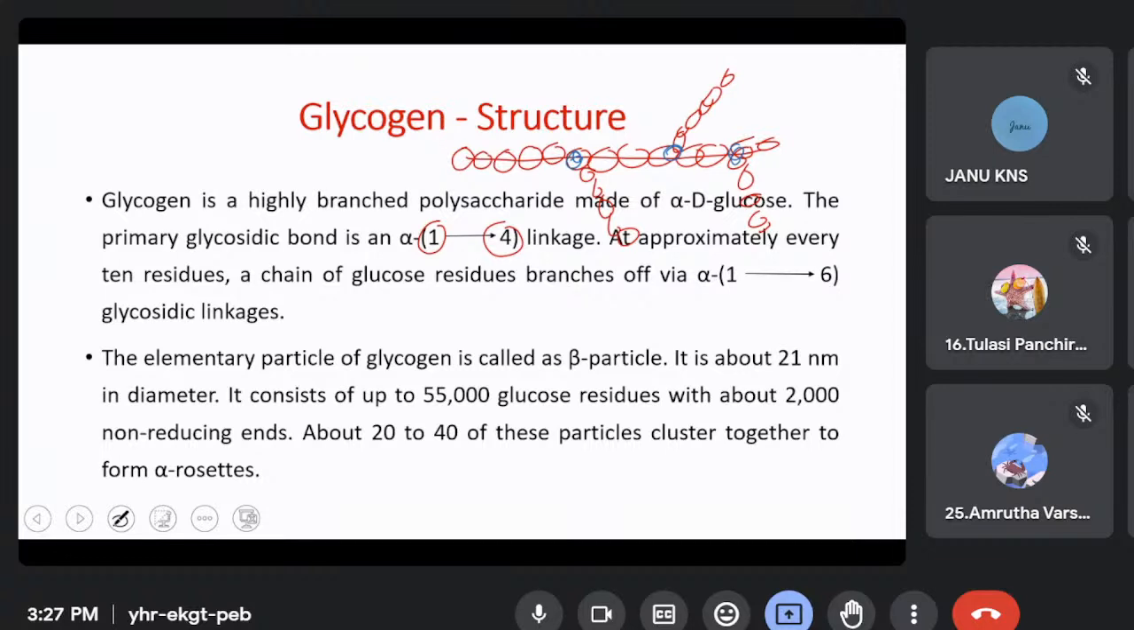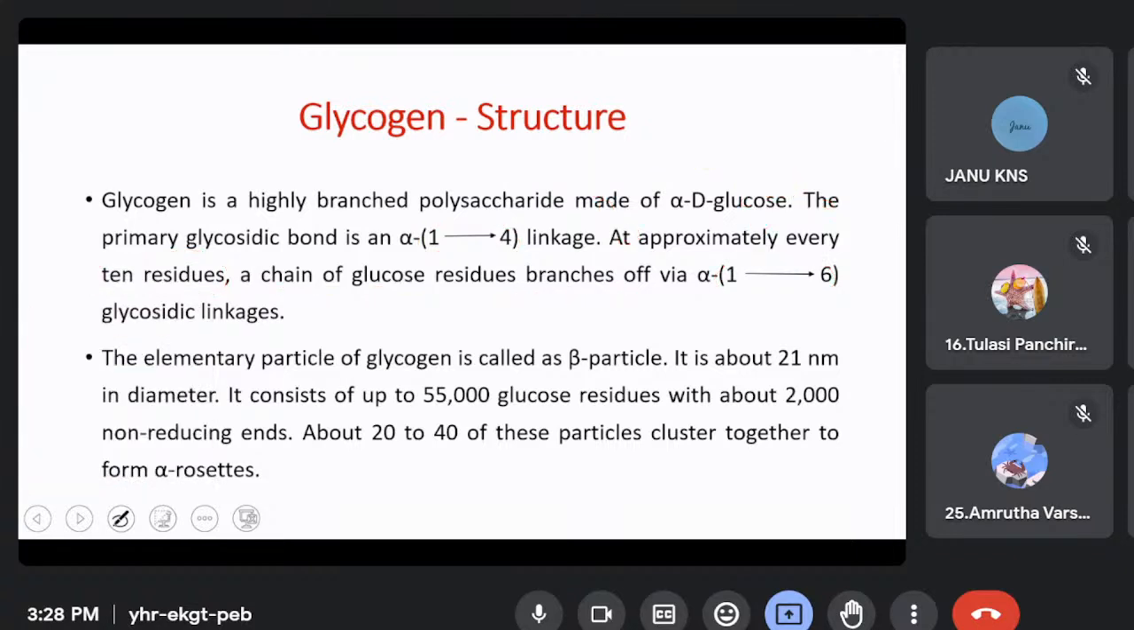At the branching points, the bond is between the first carbon of one glucose and the sixth carbon of another glucose. Thus it is called an alpha 1,6 glycosidic bond. So at branching points, for every 10 residues, a chain of glucose residues branches off through 1,6 glycosidic bonds, and a number of branches are formed. Even from this branch, another branch can be formed. Thus, glycogen is a highly branched structure.